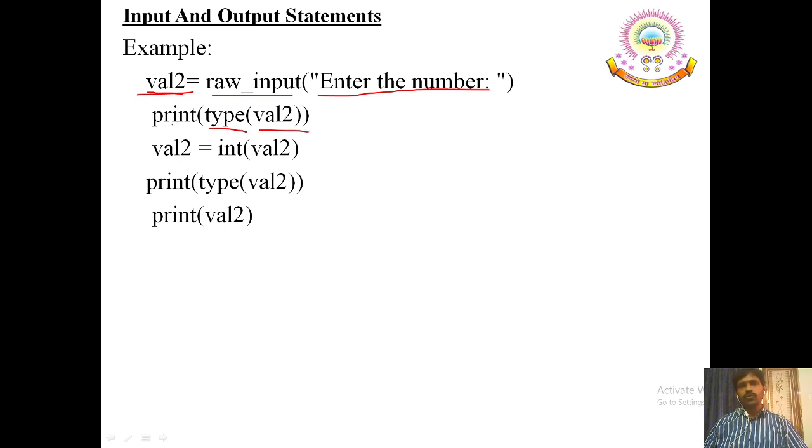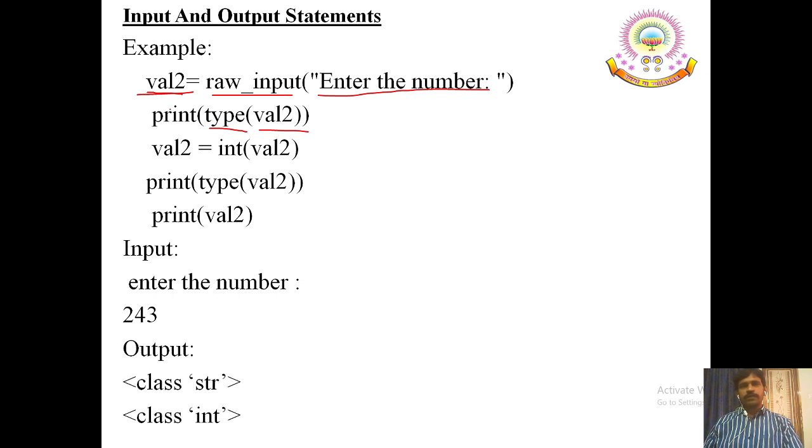Once the value is received, we have to see the type. So value2, print type. In the output, you can see: enter the number, the value is entered as 243. Output: first, print type of value2 will return str. Then the conversion is done: value2 is equal to int of value2. That means we have typecasted the value and stored it in value2. Earlier, value2 was created as string type dynamically, and when we typecast the same value to integer, it is converted to integer.